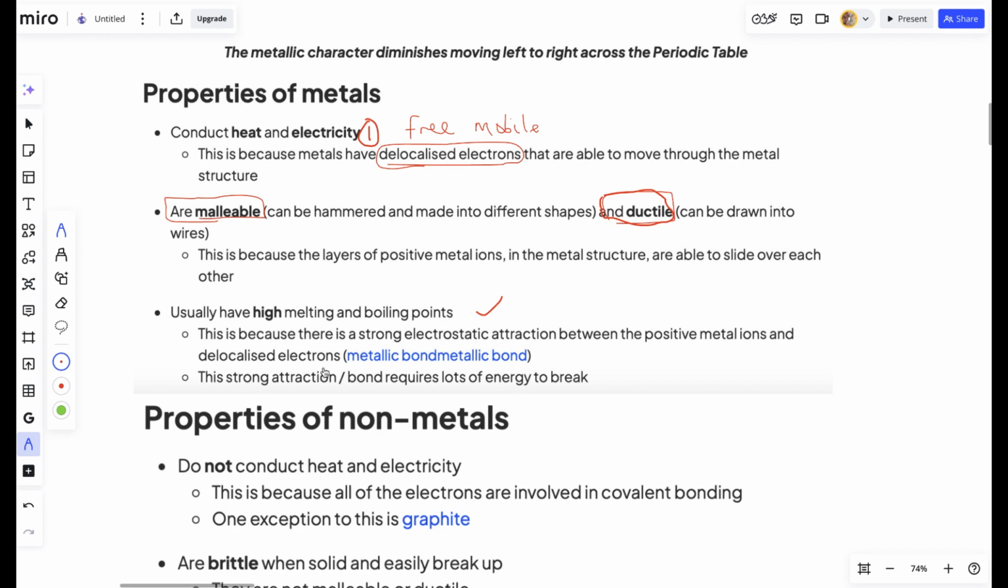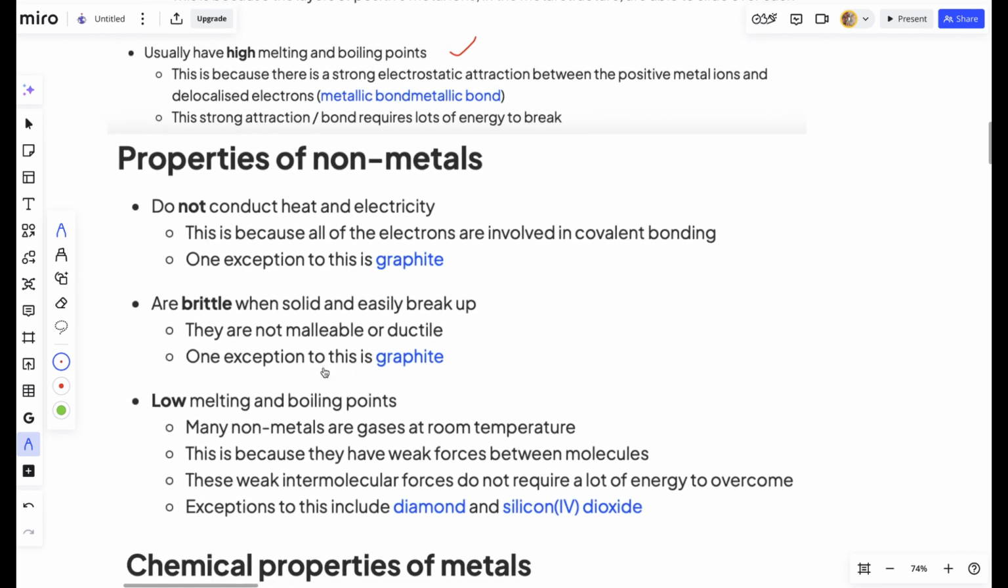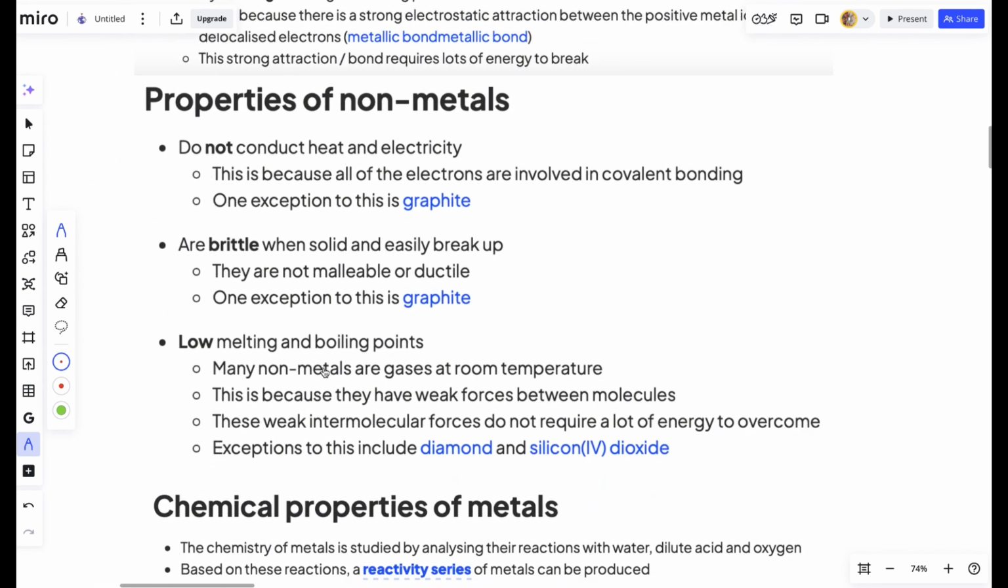Now we move on to non-metals. Let's quickly take a look at the properties of non-metals. Non-metals cannot conduct heat and cannot conduct electricity. Why? Because they don't have the delocalized electrons to carry the charge from one spot to another spot. So because they don't have delocalized electrons, they cannot conduct electricity. Is that okay?